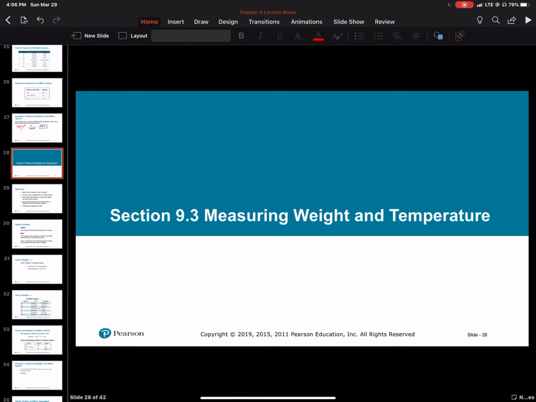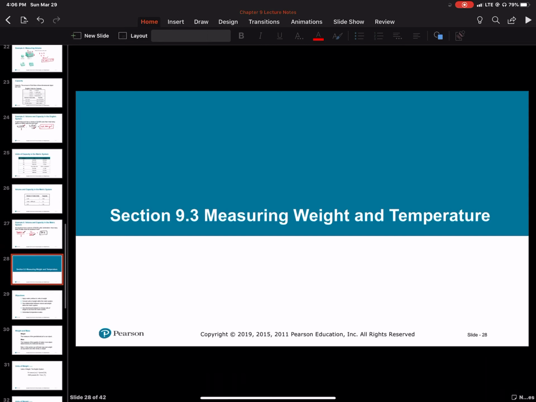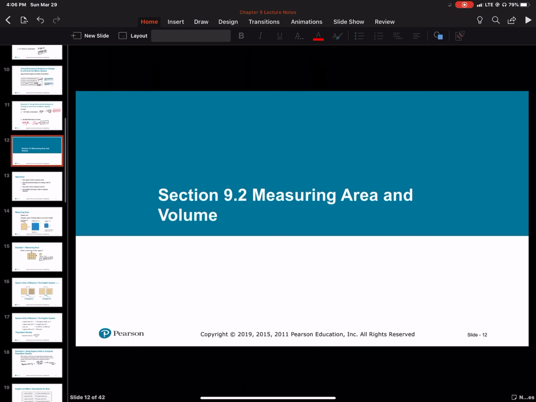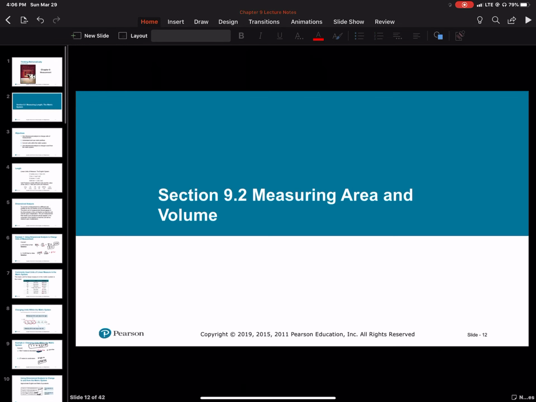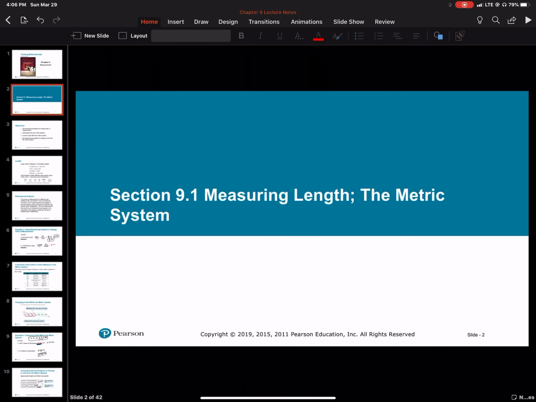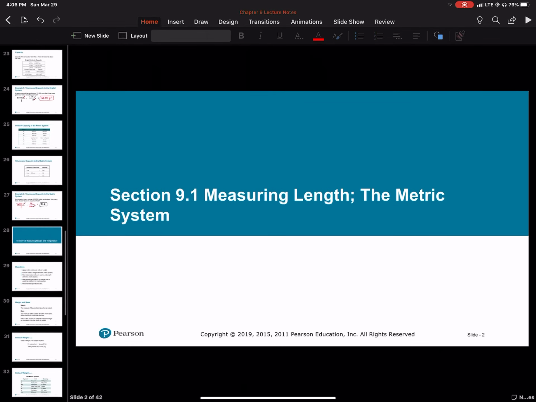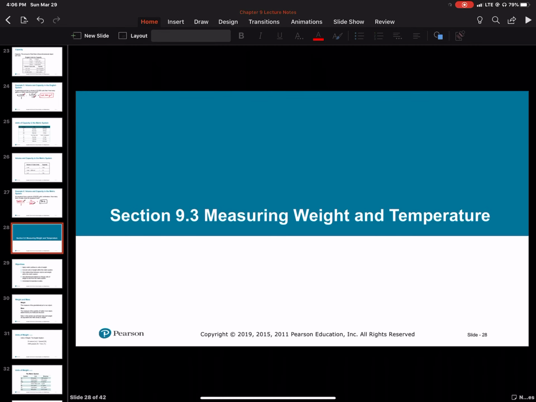Hello, class. Today we'll be talking about 9.3, measuring weight and temperature. So remember in 9.2, we talked about going over the different things like measuring area and volume. And in 9.1, we talked about measuring length in the metric system. So today we'll be talking about 9.3.